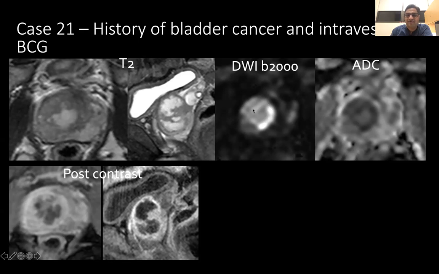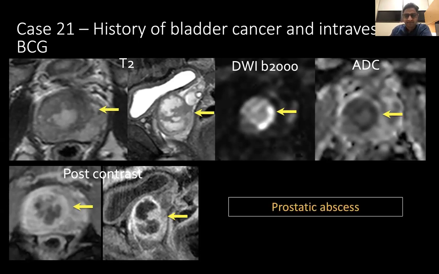On the diffusion weighted imaging, there is a marked restricted diffusion. And on the post-contrast imaging, there is an early peripheral enhancement, and there is a delayed enhancement as well. So the appearance is pretty much consistent with a prostatic abscess. And this is something that can be seen with granulomatous prostatitis.